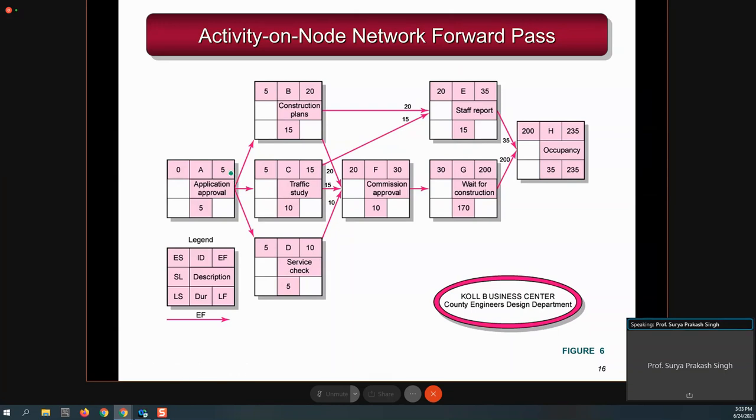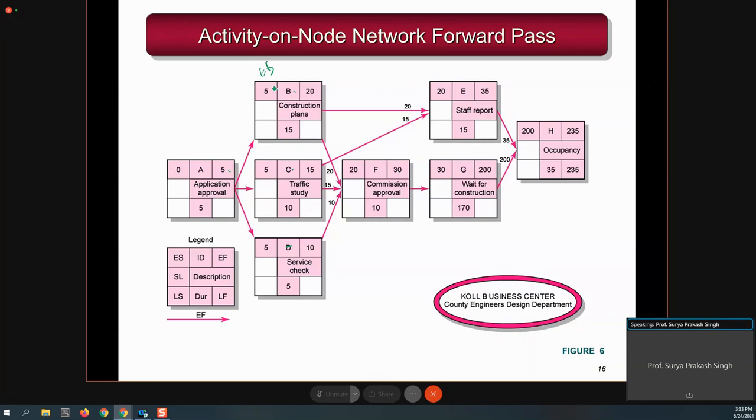If you have to say what is the early start time for A, the early start time for A is 0, and the early finish time of A is 5 days. Now you see this diagram, you will come to know that B, C, and D are the 3 activities which depend on A. So what is the early start time for B?